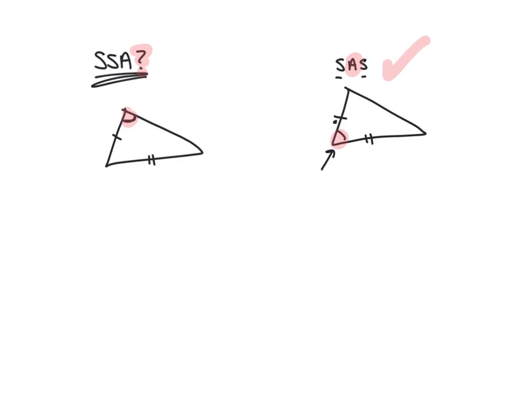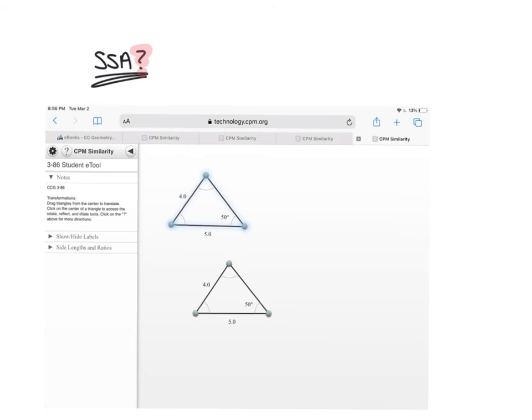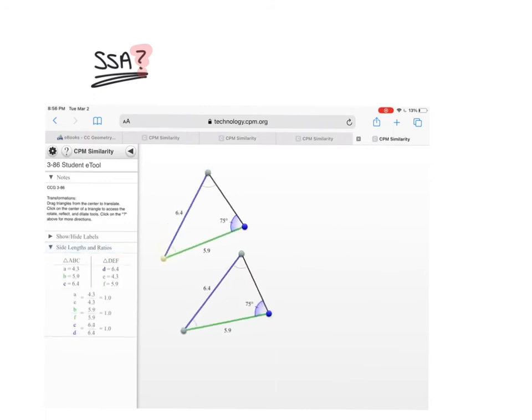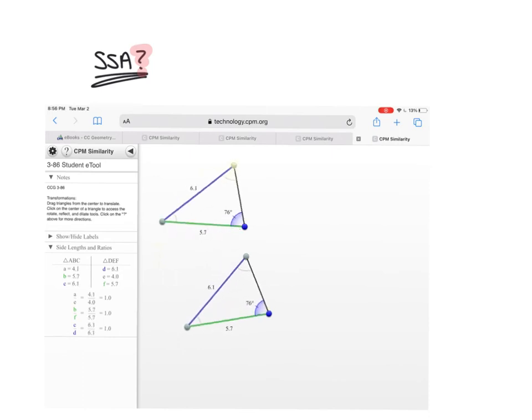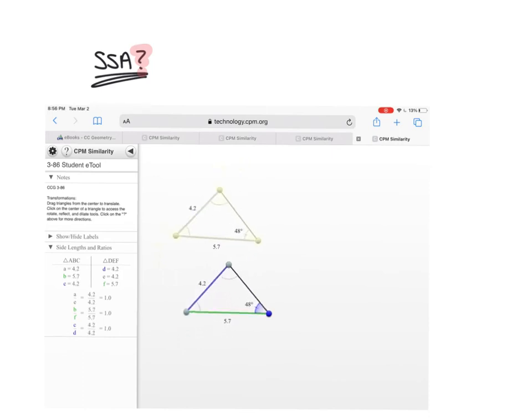So again, let's look at our animation using our E tool. So again, I'm going to go ahead and link 2 sides. This time, I'm going to link one pair of sides, the other pair of sides, and now I'm going to link this 50-degree angle. I'm going to check my ratios here again as I move this around to make sure that they stay the same. It looks like this time the ratio is 1. My angles are all staying the same, and it looks like those still line up.